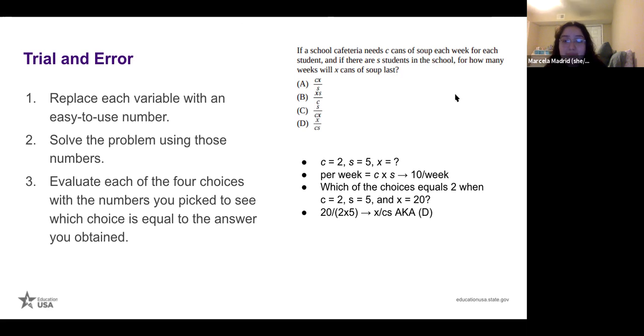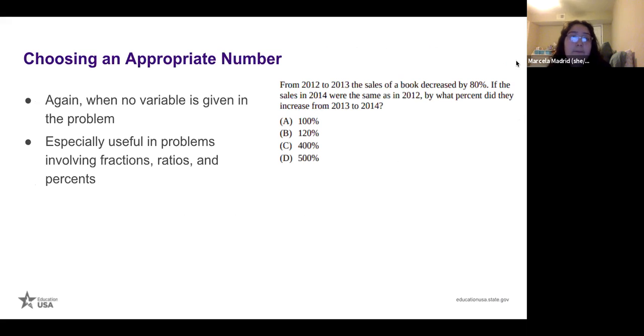But yeah, trial and error, replacing variables with numbers that are easy to use. Keep in mind, you're going to complicate your life if you use numbers like 12 and 27 because you're smart and you know how to multiply. You're wasting more time on an SAT when you only have about a minute to respond per question. So 2 and 5 is going to work exactly the same like 12 and 27.